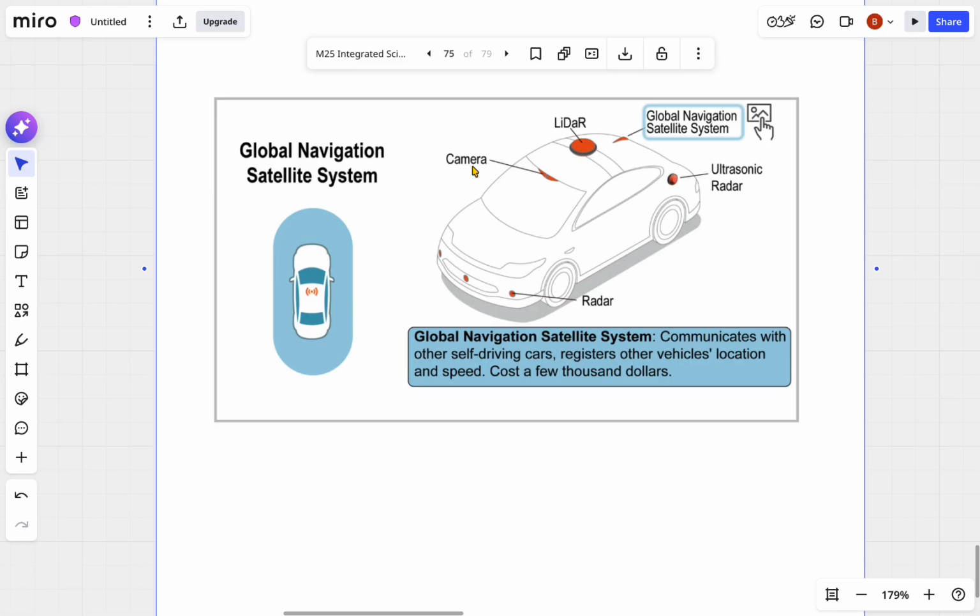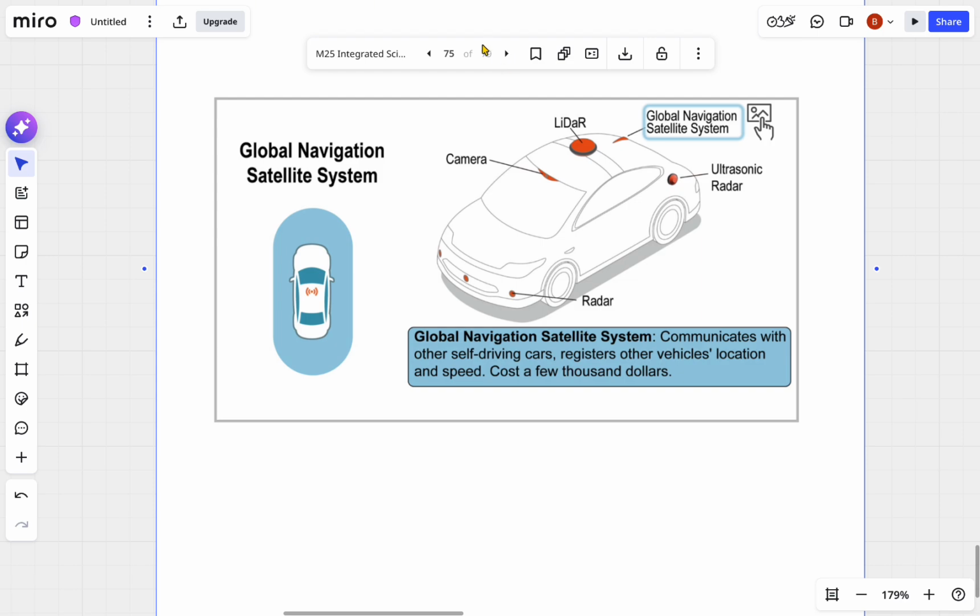So our third point can be: the GNSS systems determine the vehicle's location and calculate efficient routes. They can also communicate with other self-driving cars, register other vehicles' location and speed, and continuously track the vehicle's position more precisely than a human driver. For example, let's say you are lost in Hyderabad, which is a city in India, and you don't know where you are, but this system does, and it can get you out of there. It is more precise than you in making decisions and knowing where you are.